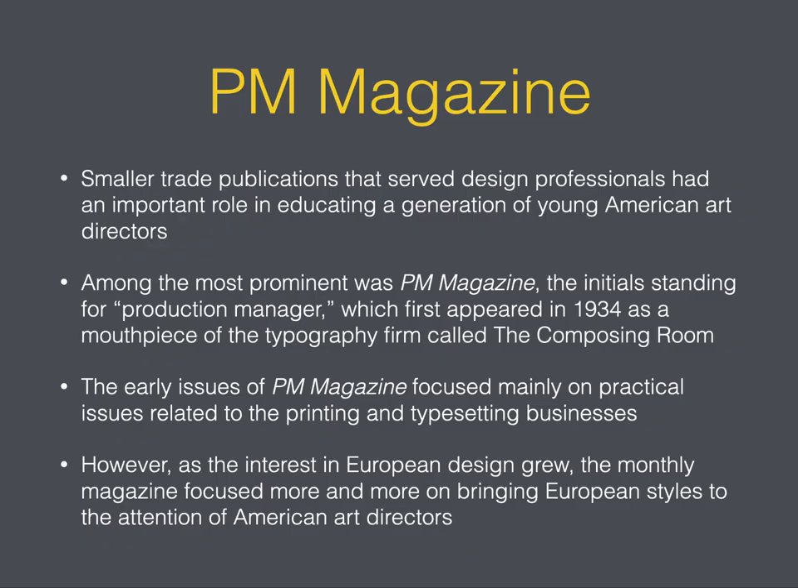PM Magazine was a smaller trade publication that served design professionals, and it really had another important role in educating a generation of young American art directors. PM Magazine stood for Production Manager, and it first appeared in 1934. The early issues focused mainly on practical issues related to the printing and typesetting businesses. But as the interest in European design grew, the monthly magazine focused more and more on bringing European styles to the attention of American art directors.